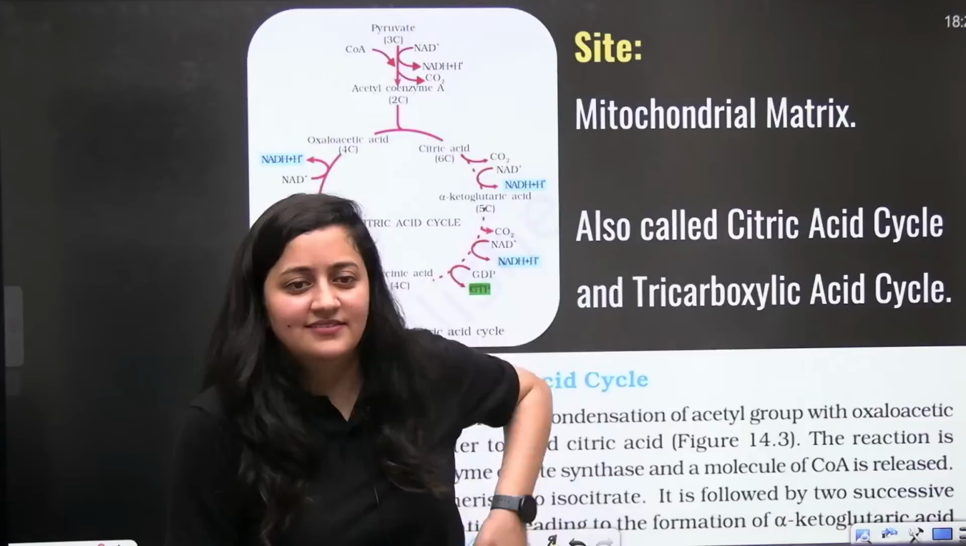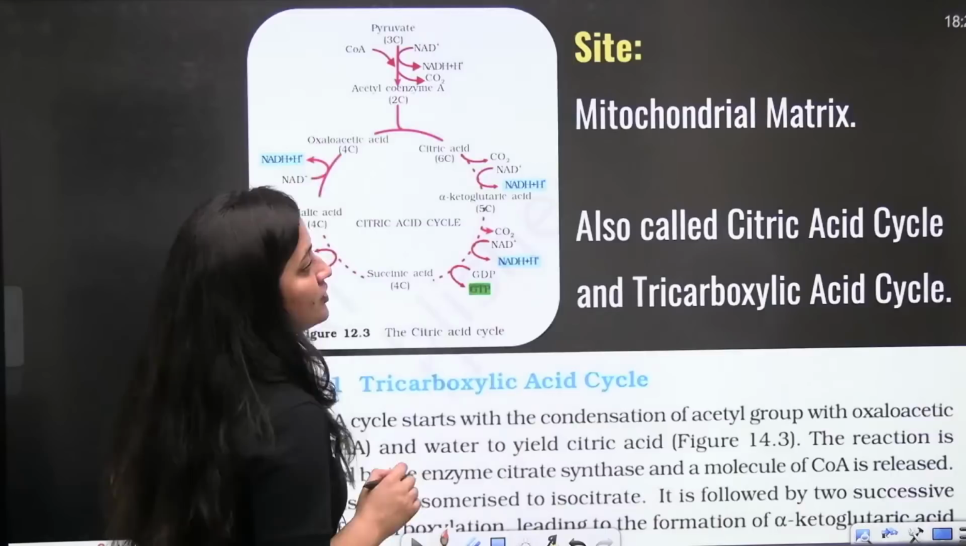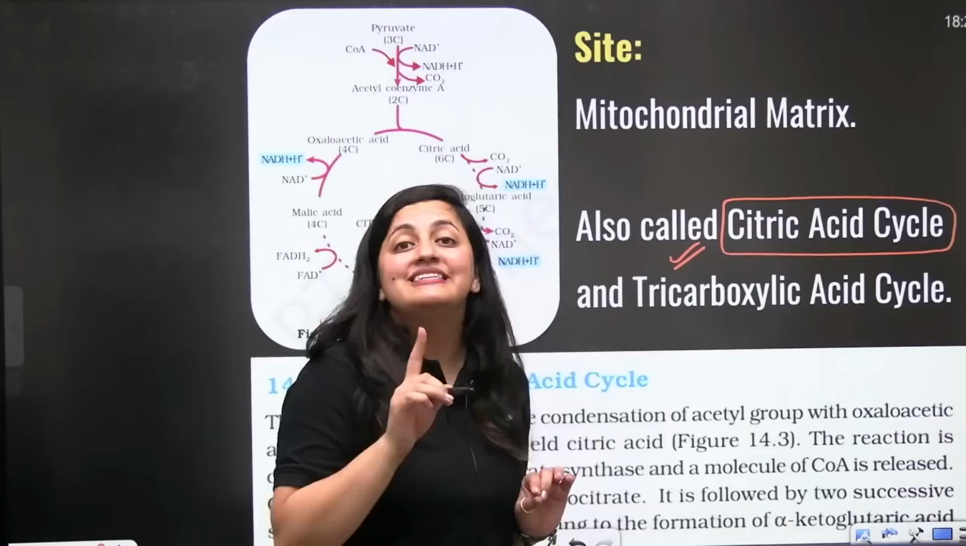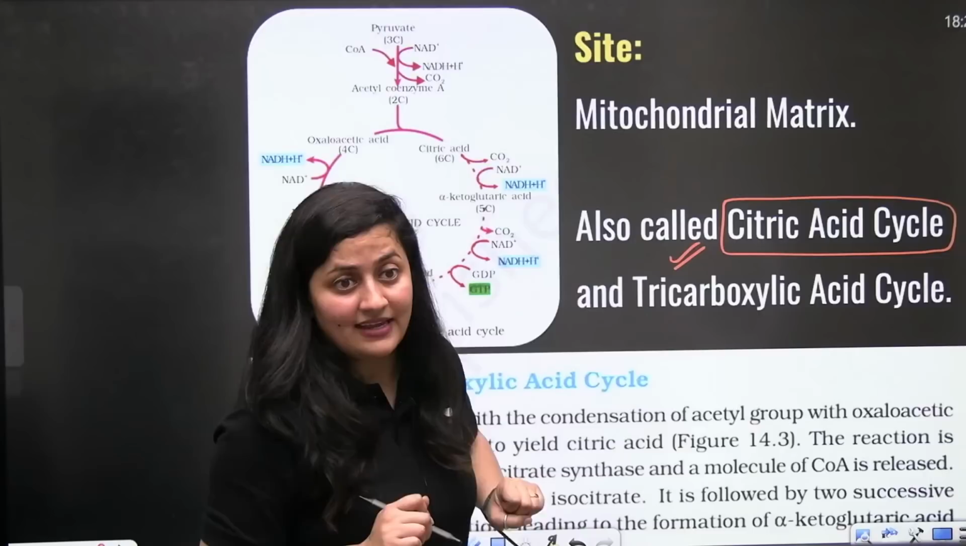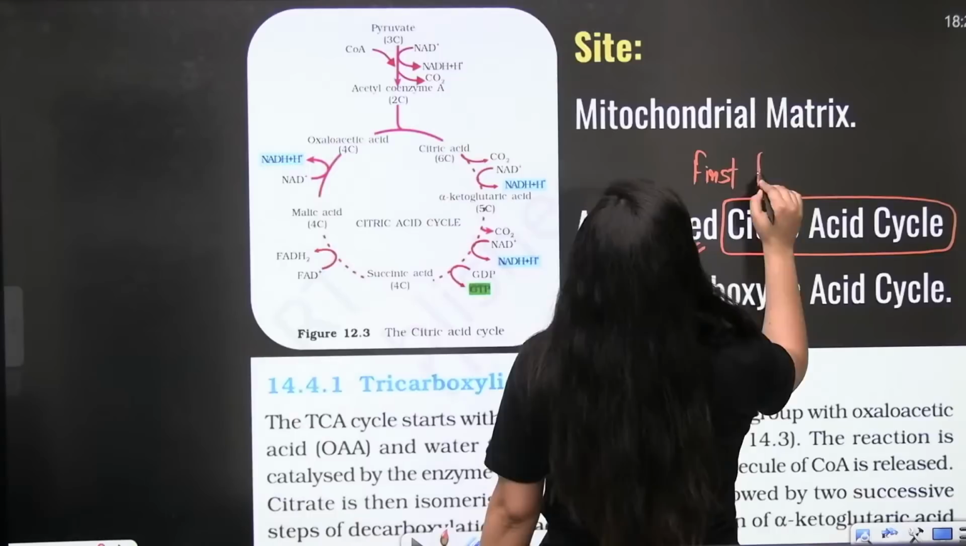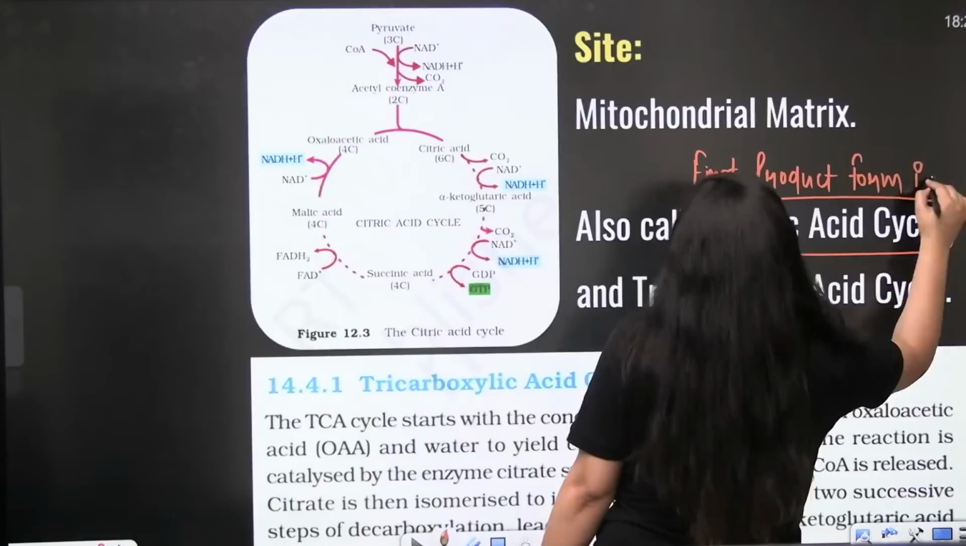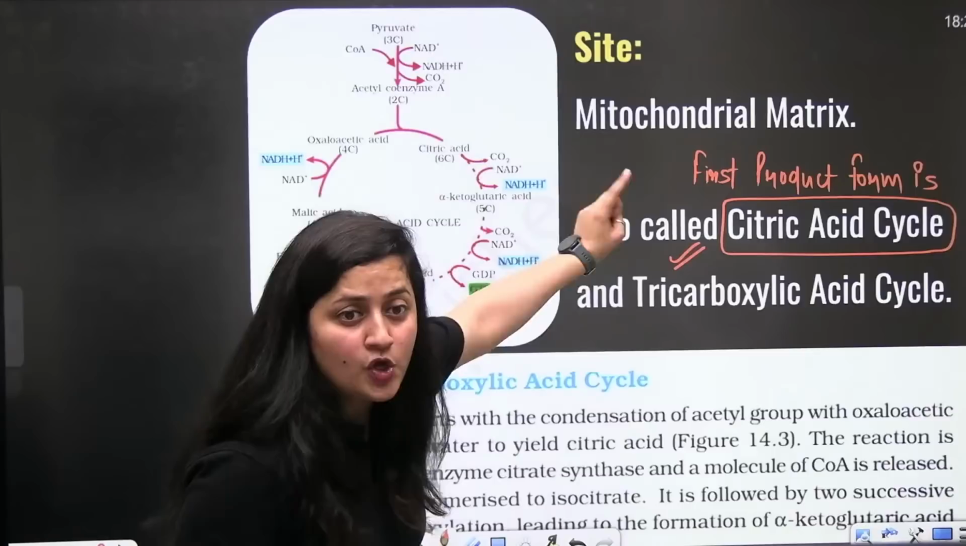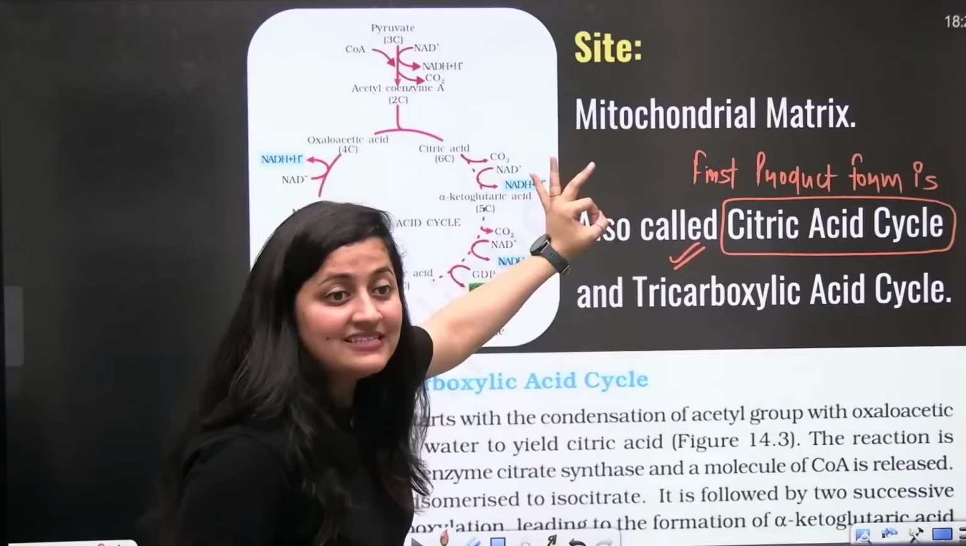Okay? So, first of all, when you talk about the Krebs cycle, it is also known as the citric acid cycle, right? Why do we call it the citric acid cycle? The reason is that the first stable product formed is citric acid. It's an MCQ, guys. Mark it right now. It's an MCQ.